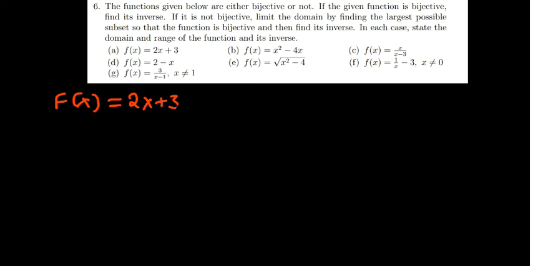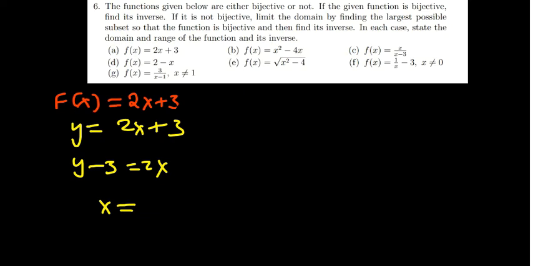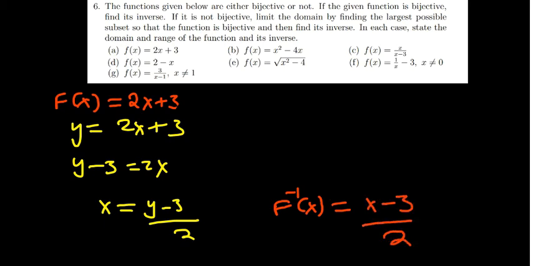Since it's bijective, we're able to find the inverse. You find the inverse by putting a y for f of x, and then making x the subject of the formula. So you have y minus 3 is equal to 2x, so x is equal to y minus 3 divided by 2. Now to write your inverse function, where there is x, I'll put f inverse of x, and where there's y, I'll put x. So f inverse of x is equal to x minus 3 over 2. That is our inverse function.